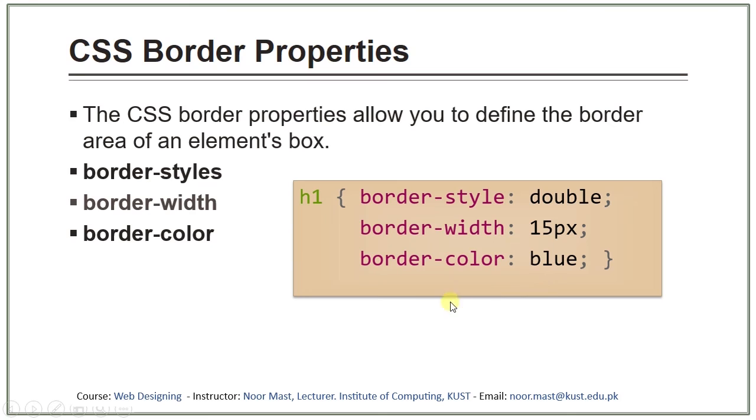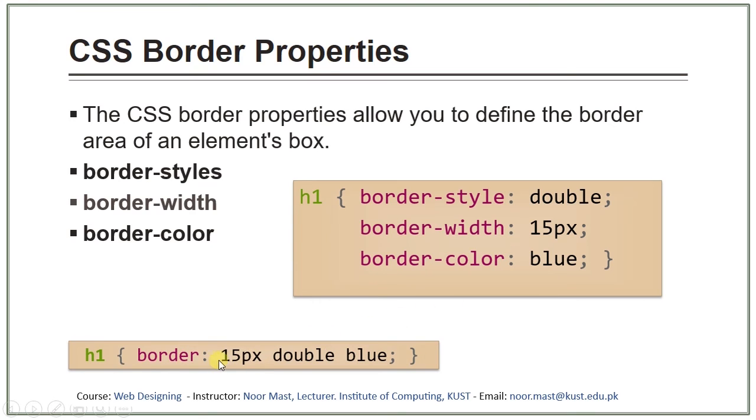You can use another notation to apply the border. So look at this one. This example also shows how to apply a border on the H1 element. It will be 15 pixel, it will be a double border, and the color of the border will be blue. So you can use any one of these notations to draw a border around an element.